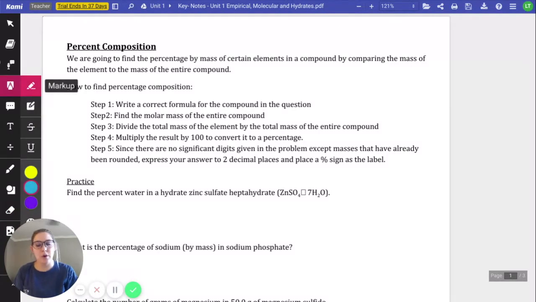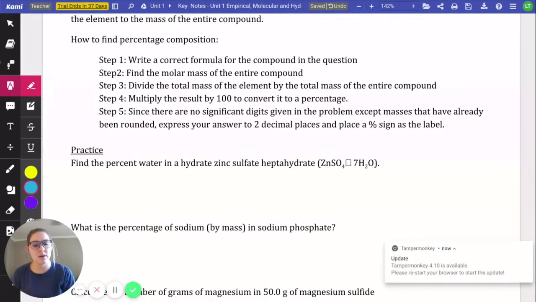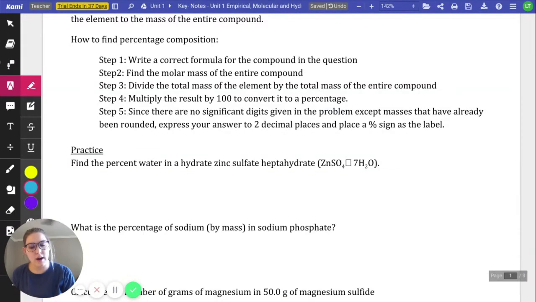So percent comp, we are typically going to find percentage by mass of certain elements in a compound. We just compare the mass of those elements compared to the total mass of the entire compound. Most of the time we use molar mass, but if you're given a sample, you can use that as well. So first things first is write a correct formula for the compound in the question.